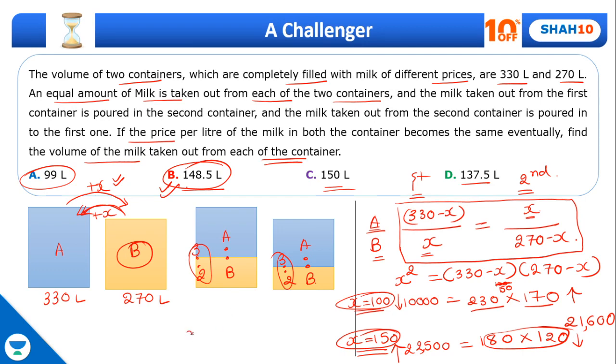What you can do is you can also try for X equal to 140. If you try X equal to 140, the left hand side becomes smaller and the right hand side will increase. So that means you will realize that you need to have higher value of X so that right hand side goes down. Right? That is how you will again come to the conclusion that it has to be slightly less than 150, and answer will be 148.5 liters.